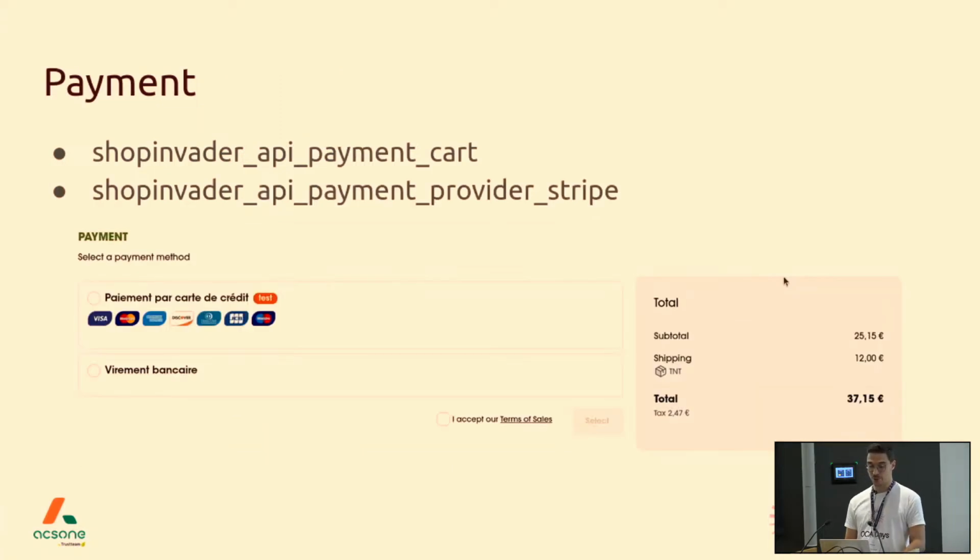For the payments, you will need Shopinvader API Payment Card that will allow you to pay by card, and Shopinvader API Payment Provider. Here I put Stripe. You also have SIPS or other payment providers. You can add your own payment provider modules if you need to. The only restriction is that it should be a payment provider supported by Odoo, of course.